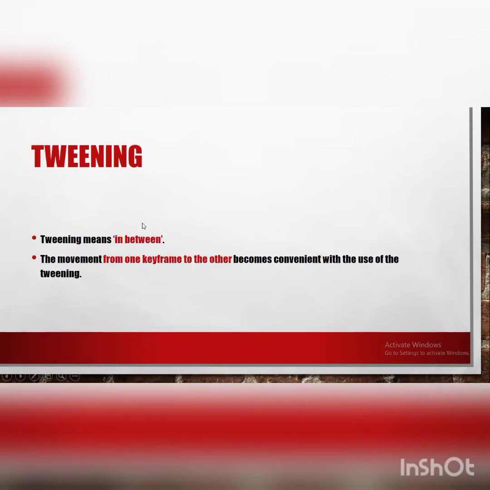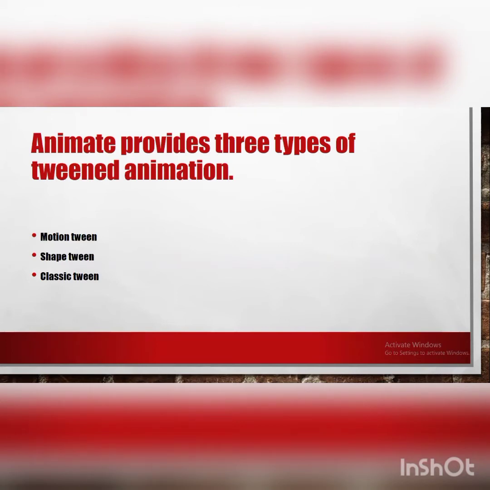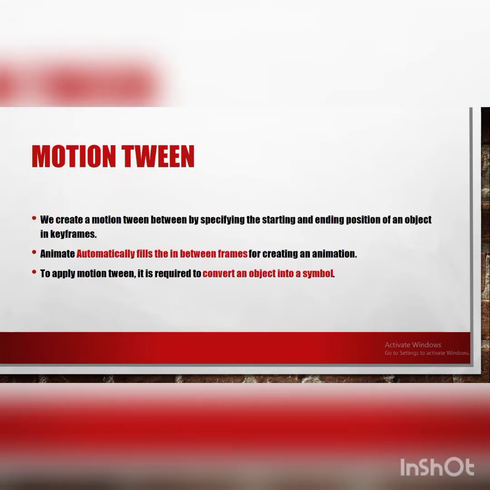Next one is tweening. Tweening means in between. The movement from one keyframe to the other becomes convenient with the use of tweening. As we have already discussed keyframes and frames in the previous video, when images move from one keyframe to another, that becomes very easy with the help of tweening. There are three types of tweening. First one is motion tween, second is shape tween, and third is classic tween.